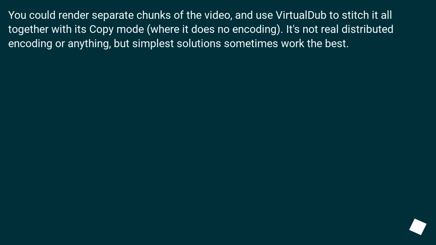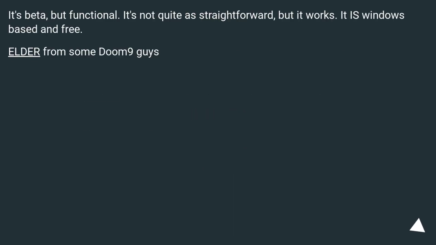You could render separate chunks of the video, and use VirtualDub to stitch it all together with its copy mode, where it does no encoding. It's not real distributed encoding or anything, but simplest solutions sometimes work the best. It's beta, but functional. It's not quite as straightforward, but it works. It is Windows-based and free. Elder, from some Doom9 guys.